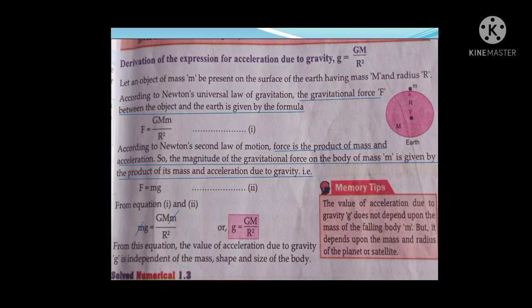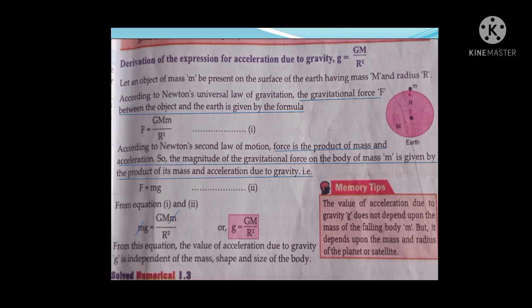Okay, so I have underlined some sentences here. You may skip those while making notes in the copy, or you can write them, no problem. So the equation we got, F is equal to capital G capital M small m upon capital R square, will be our first equation.